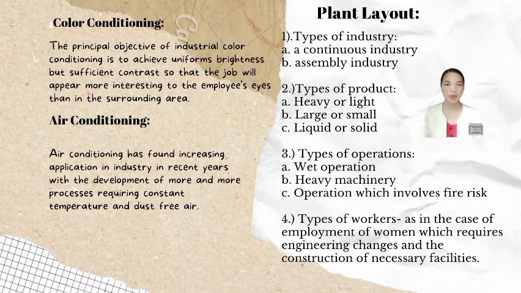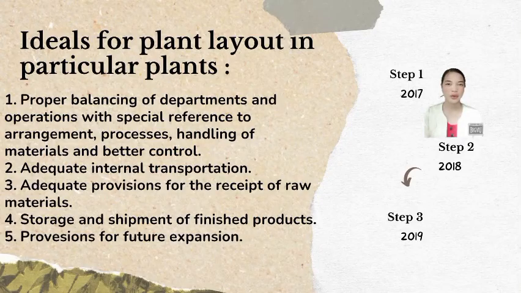The third is types of operation, which may be with odor, such as leather tanning or textile dyeing; second, heavy machinery, such as large hydraulic presses; and the last one is operation which involves fire hazards, such as powder manufacturing or firecracker facilities. And the last one, types of workers, as in the case of employment of women, which requires engineering changes and the construction of necessary facilities.